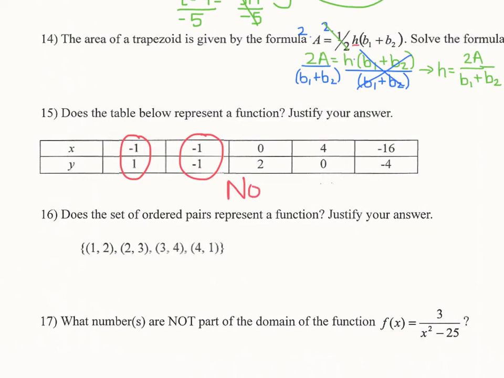Okay. So for justifying your answer, you could just say -1 is paired up more than once. You do want to be specific. You don't want to just say the numbers repeat. But this is not a function because there are more than one of the -1 in the x's.